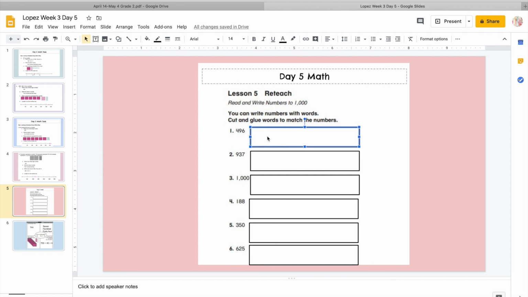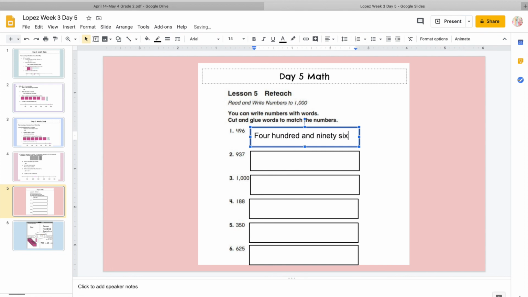It says you can write numbers with words, cut and glue words to match the numbers. So we're basically taking each number in standard form and we're writing it out. So I will start with number 1, 496. So we're going to write 496. I'm just going in order of place value. I'm reading the number and writing it out just like it sounds in word form.